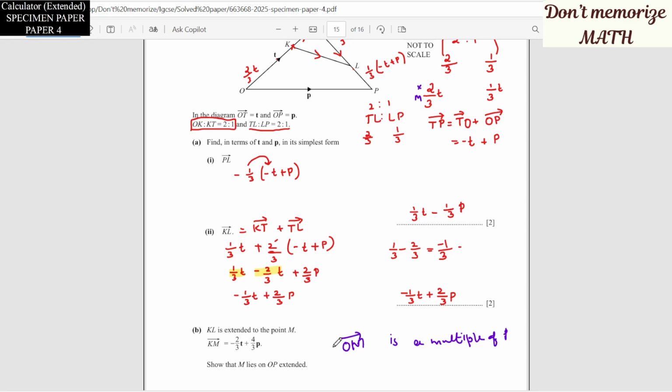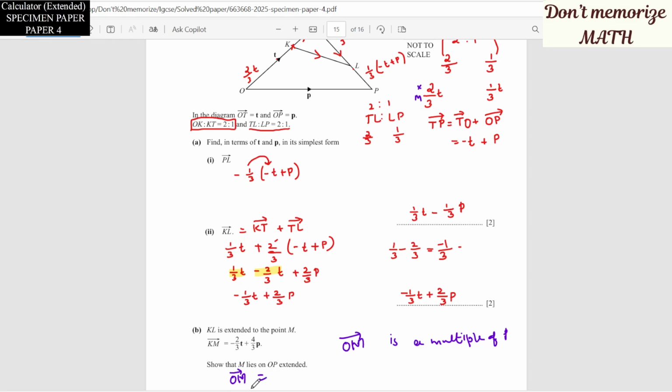So if you found that vector OM is a multiple of P, where P is vector OP with magnitude P, then we can say that M lies on OP. Okay, this is the method. So we will find OM. What is OM?